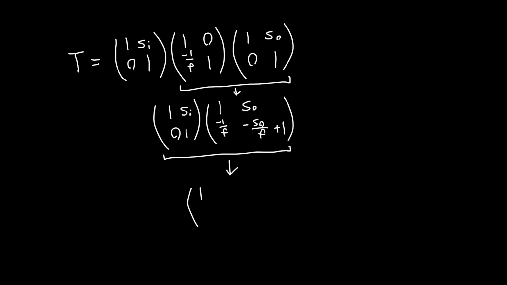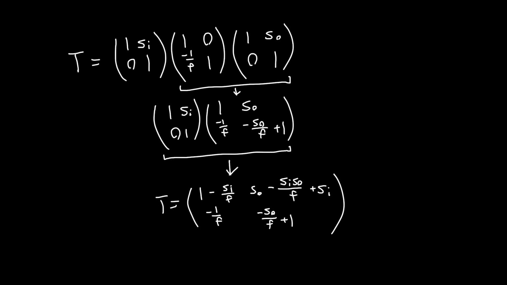So what's this matrix? 1 minus si over f is this upper left term, and then this upper right term will be, what is this? s0, which is 1 times s0 plus, or minus, si s0 over f plus si. And then the other two we could math out, just for completeness. Then we've got minus 1 over f, and then 0 times s0 plus 1 times minus s0 over f plus 1. Okay, so this is our overall transfer matrix.